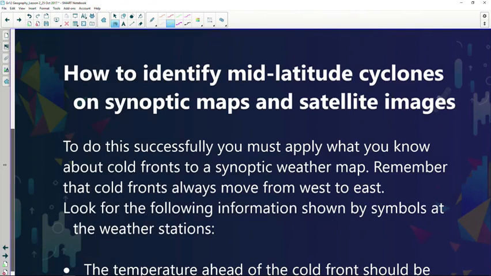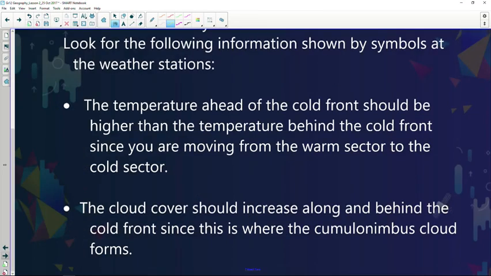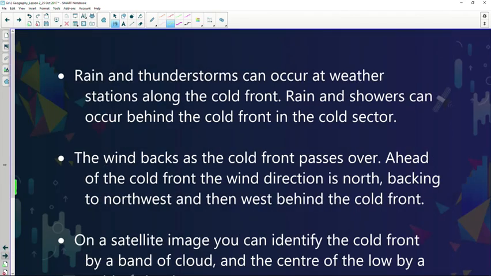And as you can see, you just look at the weather station models. Before the cold front passes over, you will have warm temperatures, and as soon as it passes over, there will be a drop in temperature. Now, as you can see, where the cold front hits the Western Cape of Southern Africa, we'll experience massive cloud cover, torrential rains, thunderstorm activities because of the cumulonimbus clouds.